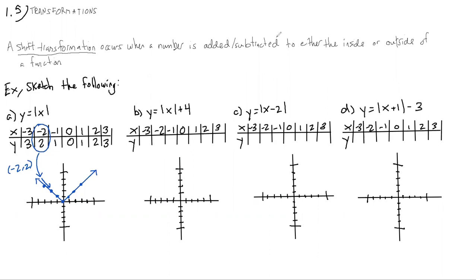So what I'll get here for absolute value of x plus 4. For the first one, that's 0 plus 4 is 4. 1 plus 4 is 5. 2 plus 4 is 6. 3 plus 4 is 7.